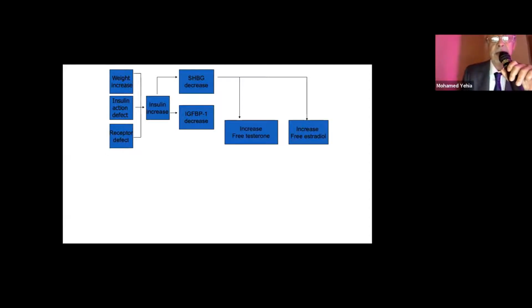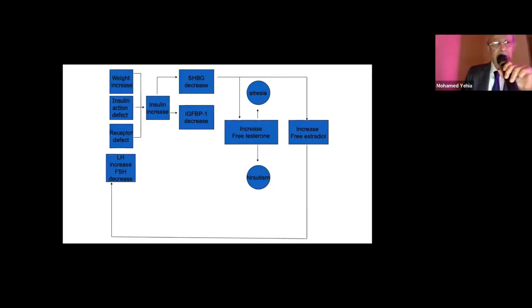So what's the pathophysiology of polycystic ovary? Usually increased weight gain, an insulin action defect, which is accompanied by a receptor defect, will lead to an increase in insulin, and this is accompanied by sex hormone binding globulin decreasing and insulin growth factor binding protein decreasing, which leads to increased free estradiol, and at the same time increased free testosterone, which leads to hirsutism and atresia of the follicles.